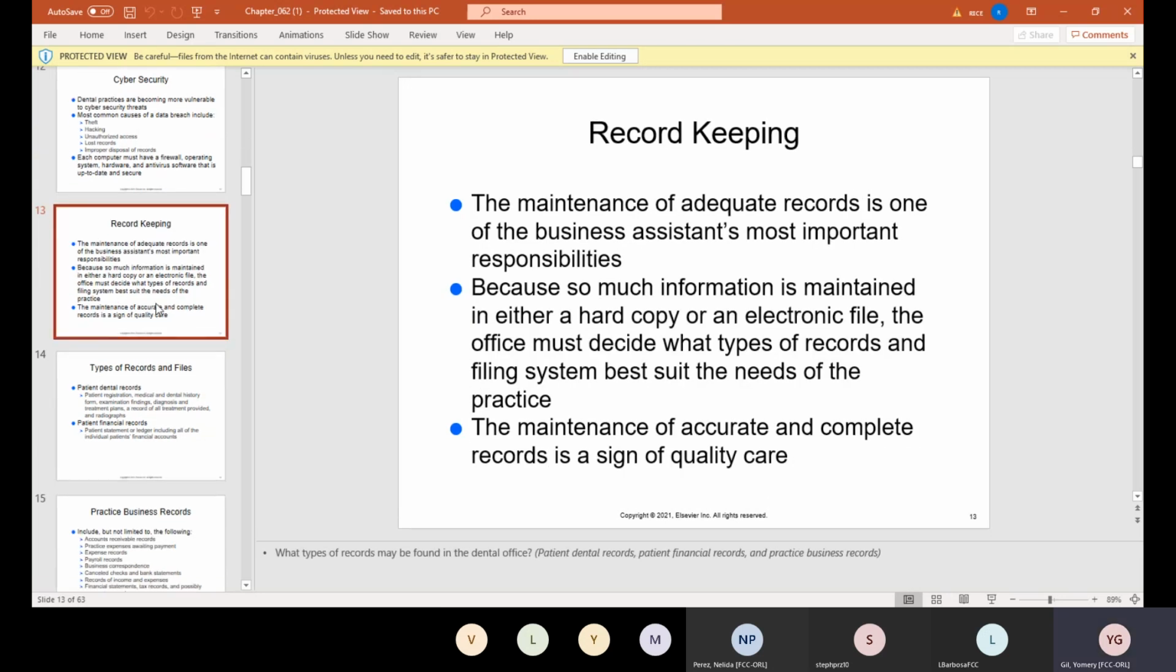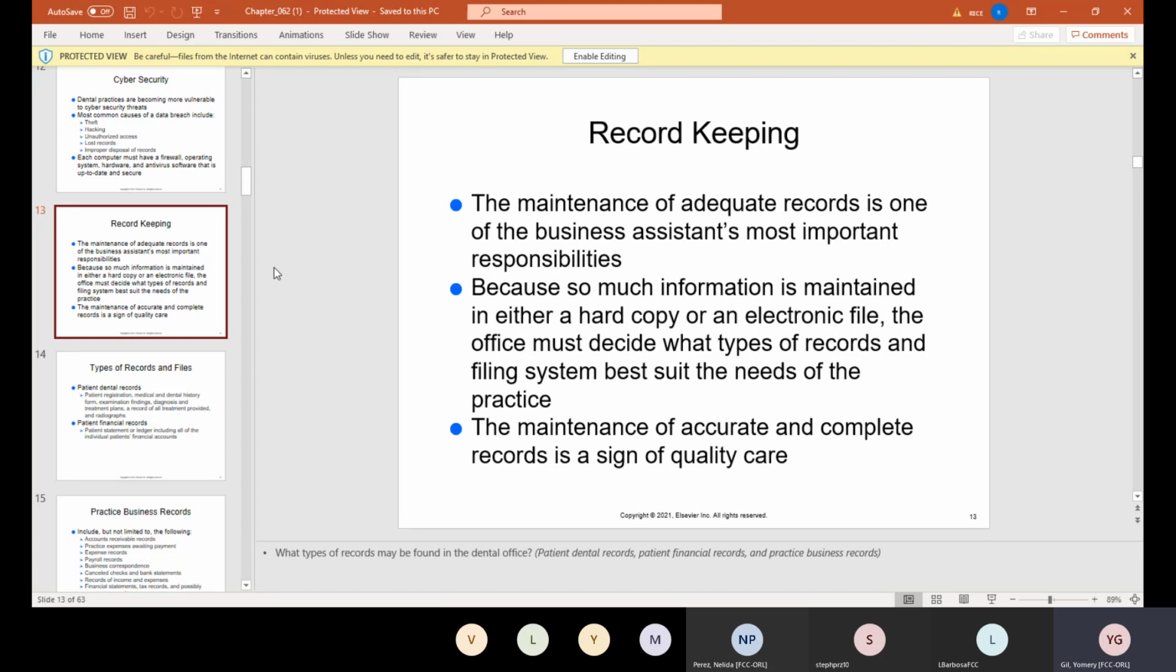So now we're moving on to record keeping. The maintenance of adequate records is one of the business assistant's most important responsibilities. Because so much information is maintained in either a hard copy or an electronic file, the office must decide what types of records and filing system best suits the needs of the practice.